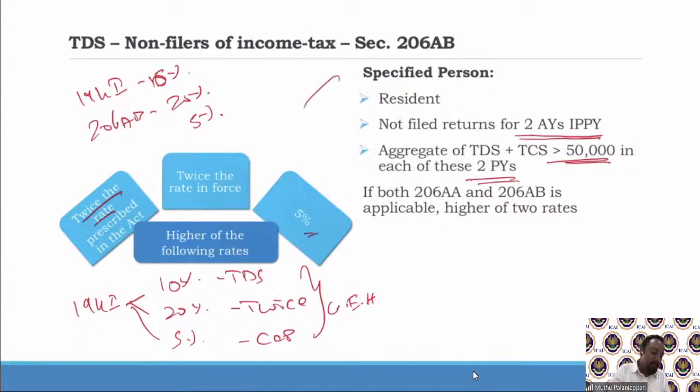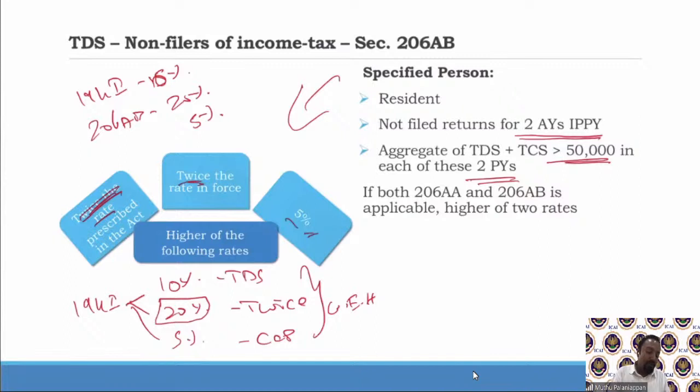Once he is a specified person, we need to see twice the rate prescribed, twice the rate in force, or 5%, whichever is higher. So 194I says 10%, 206AB, that is twice, says 20%, and there is a cap of 5%. Whichever is higher of these will be applicable. So in this case, what will be applicable? 20%. That's what it is.